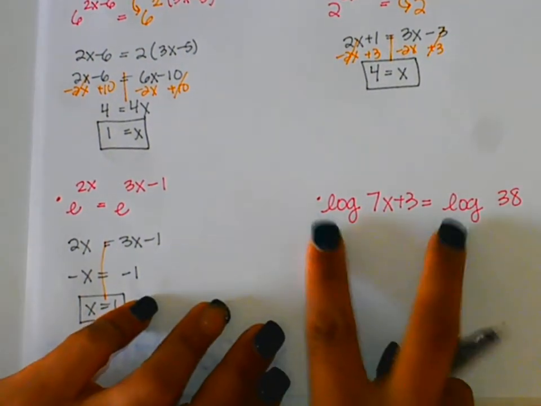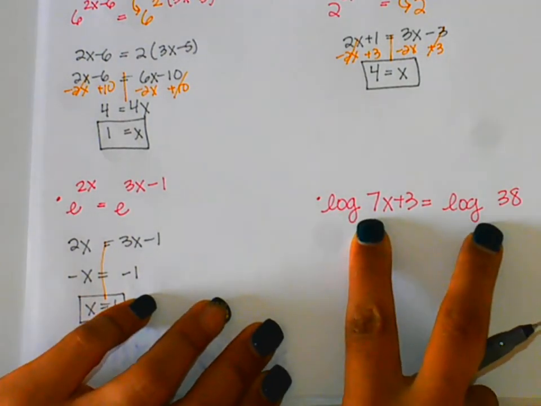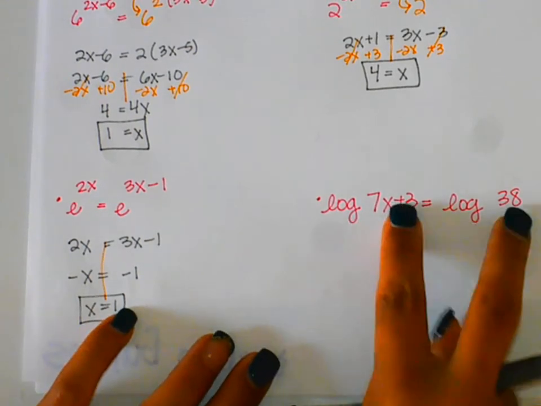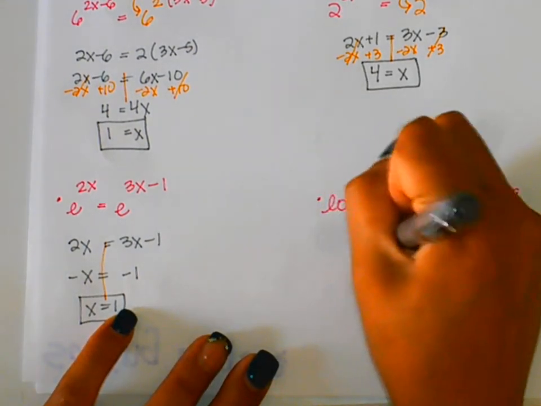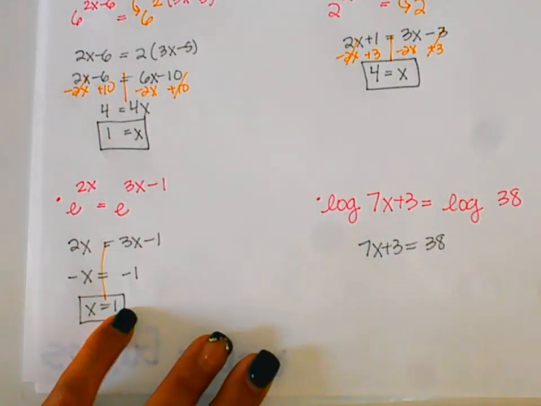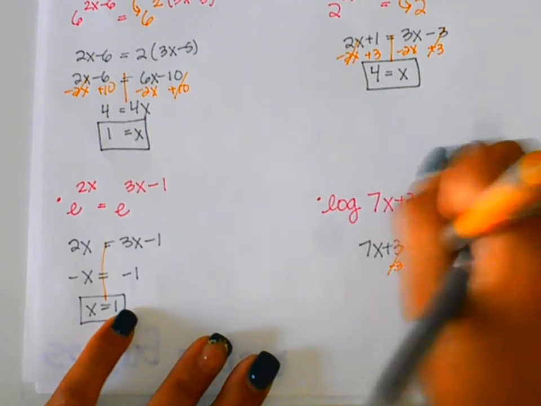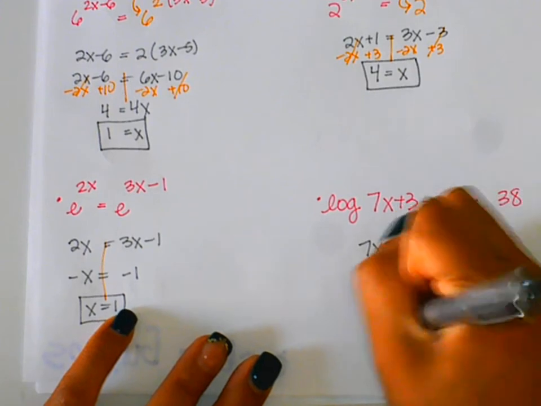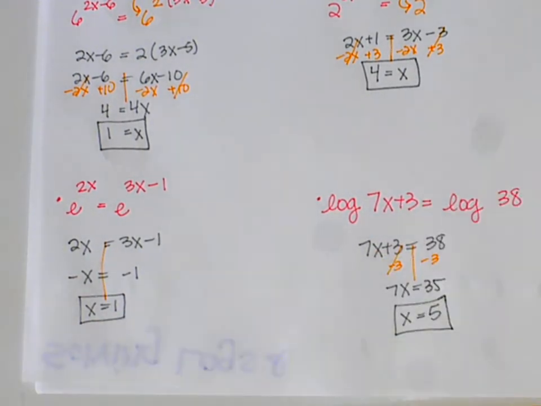And then the logs are the same. The bases, they're both 10. Remember that if it's not there, it means it's a 10. Therefore, the terms would be equal to each other too. So 7x plus 3 is equal to 38. Move the 3 to the other side. And solve for x.